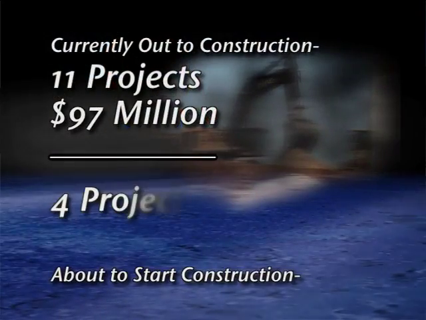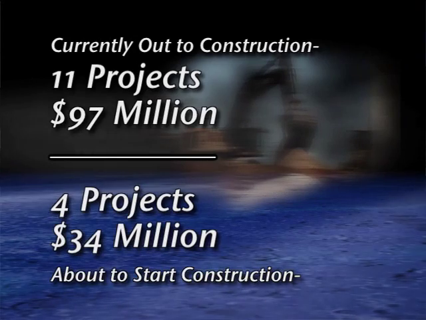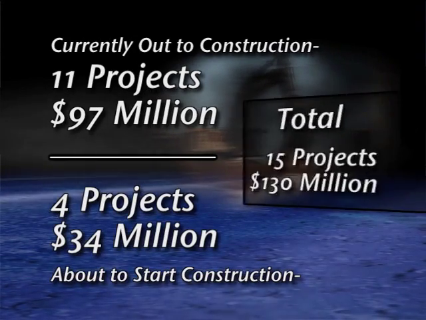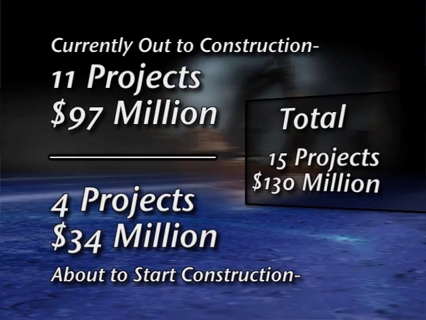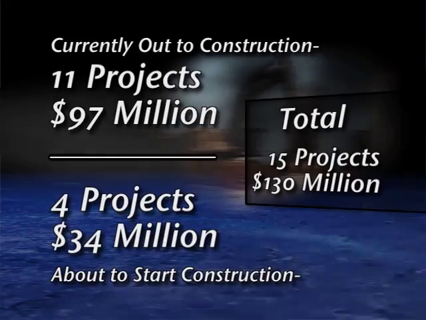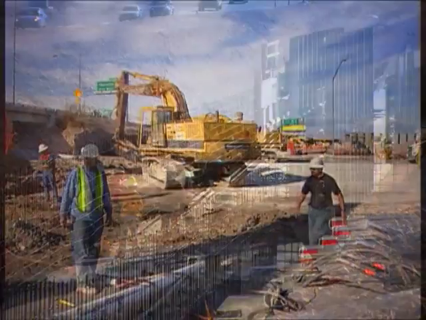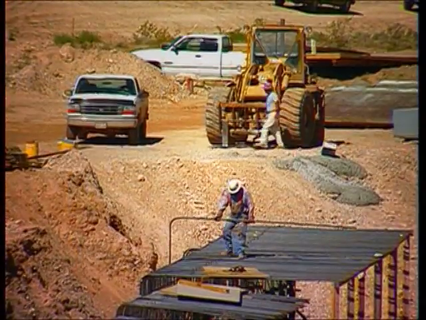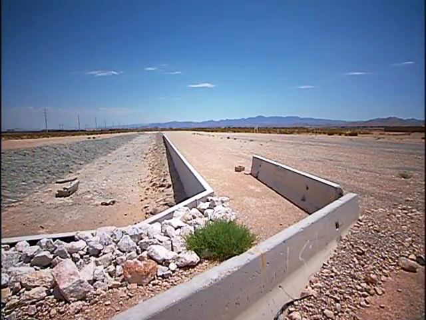We do have 4 projects that have already advertised, and we're just waiting for those projects to start construction and get their notices to proceed. They total about $34 million. So that's about 15 projects totaling about $130 million that's currently under construction or just about getting ready to start. Typically, the district has projects in several different stages of construction. That means while one project is just starting, another project may be wrapping up, providing another part of the valley with flood protection. We have a project that's just about to wrap up.